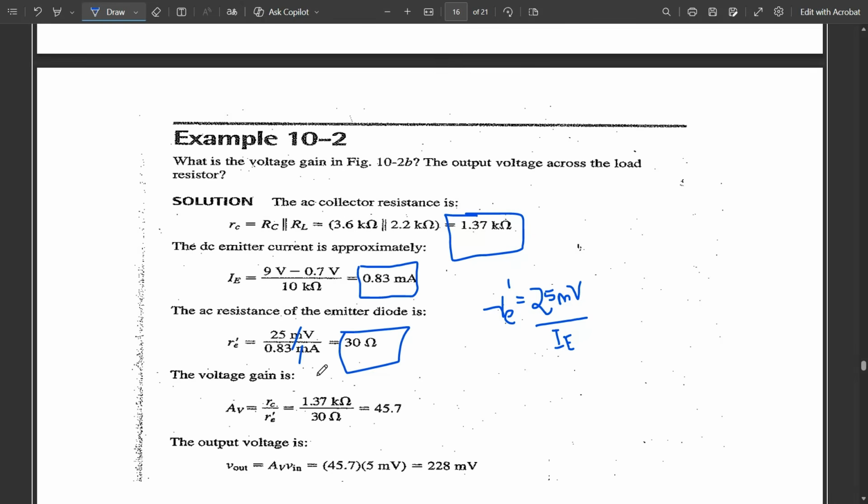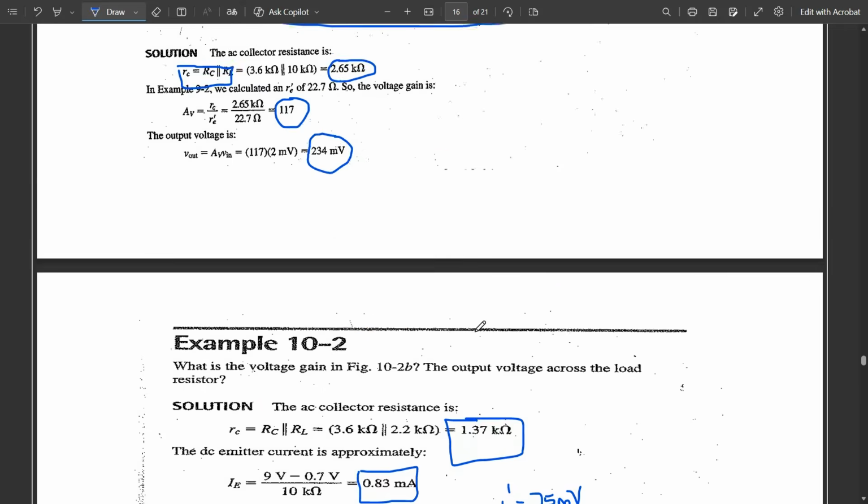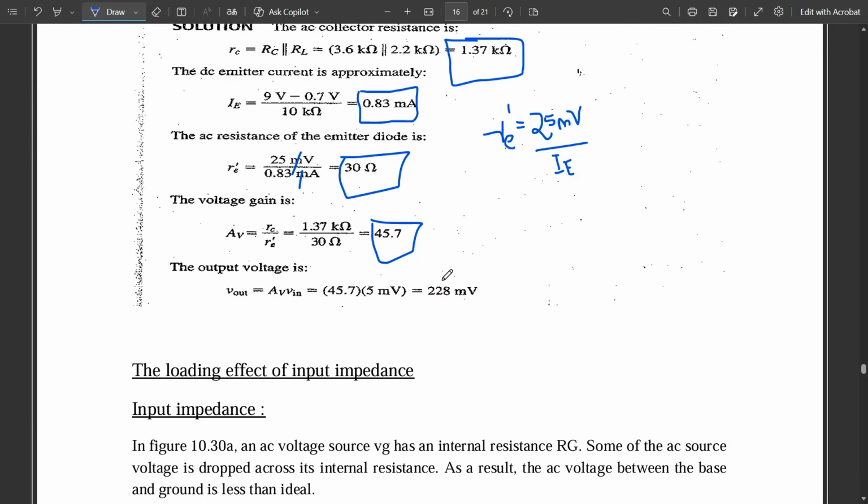Okay. Now the voltage gain, we have RC and RE dash. So substitute it. AV is equal to RC divided by RE dash. 1.37 kilo ohm divided by 30 ohm, and we will be getting around 45.7 as the voltage gain. And the output voltage, again we know that V out is equal to AV into V in. AV is 45.7 and the V in voltage source they have mentioned as 5 millivolt. Substitute it and we would be getting the answer as 228 millivolt.